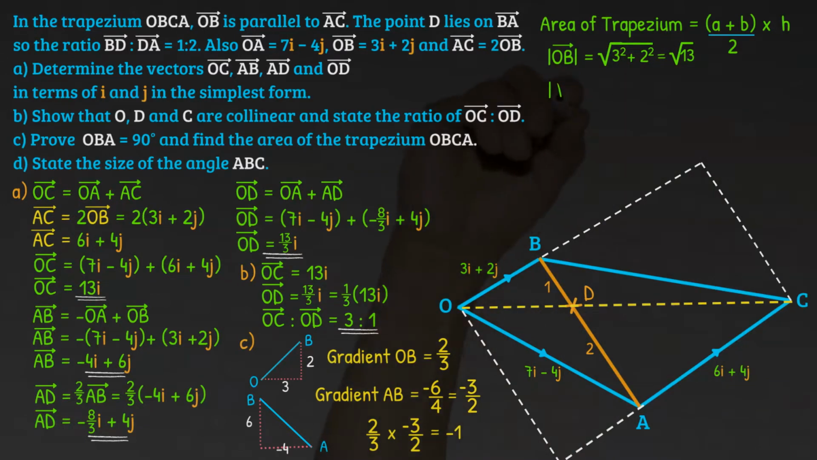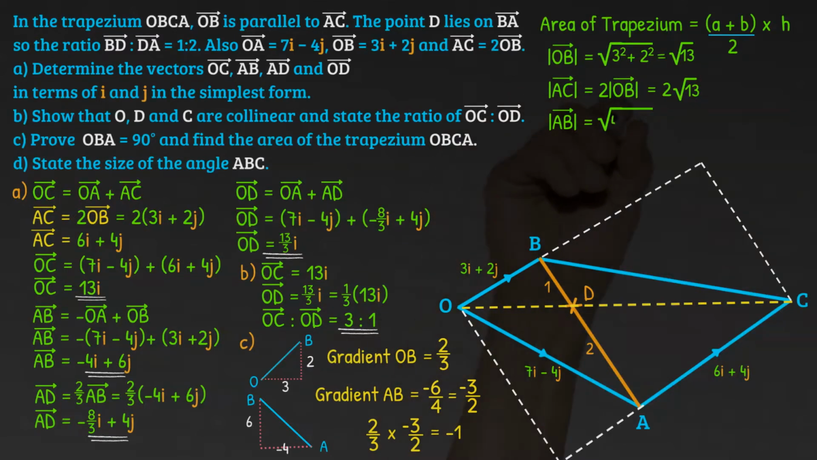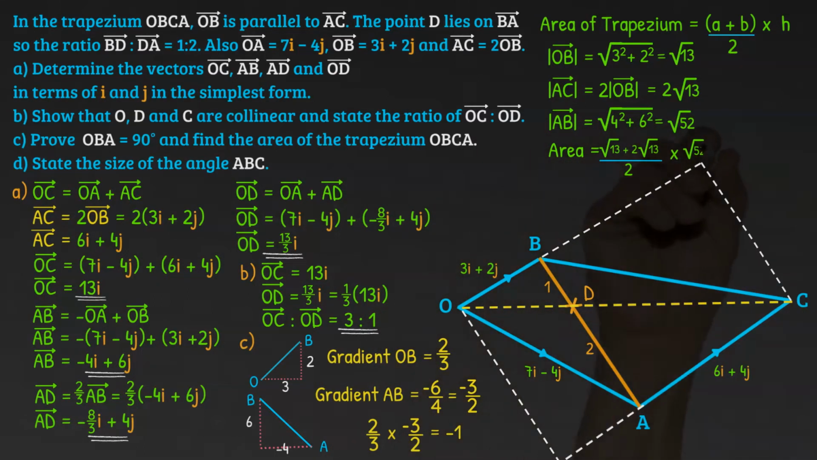And then we want to work out the length of AC, which we could work out using the same method. However, in the question it says that AC is equal to 2OB, so we could just say that AC is equal to 2√13. Next, we want to work out the length of AB, which is equal to √52. Then we can put all these numbers back into the equation for area, and we find out that the area of the trapezium is 39.